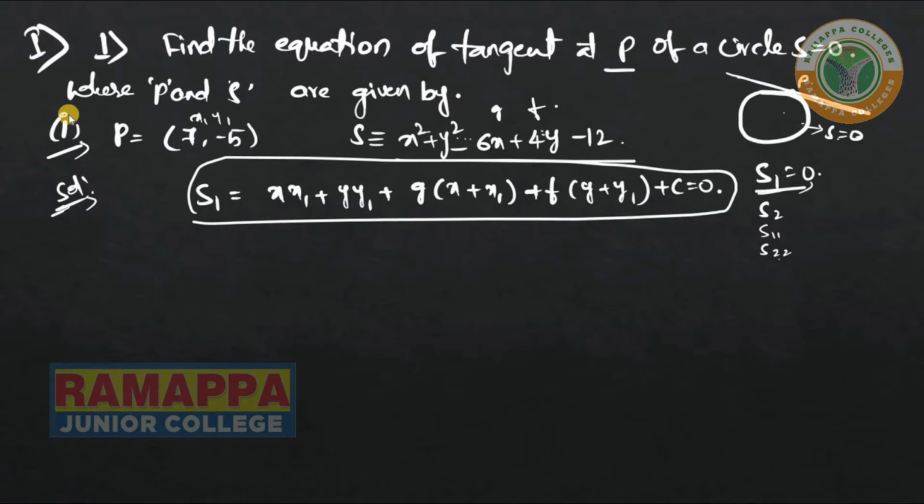The normal form of the circle equation is S equals x squared plus y squared plus 2gx plus 2fy plus c equals 0. From this we find g and f from the given values. Then we substitute the values in the equation S1, and now we get the answer for the tangent at P.